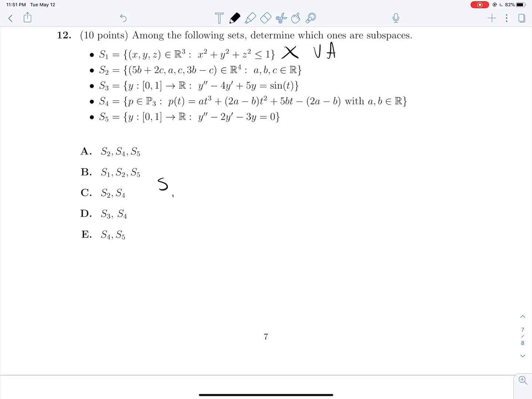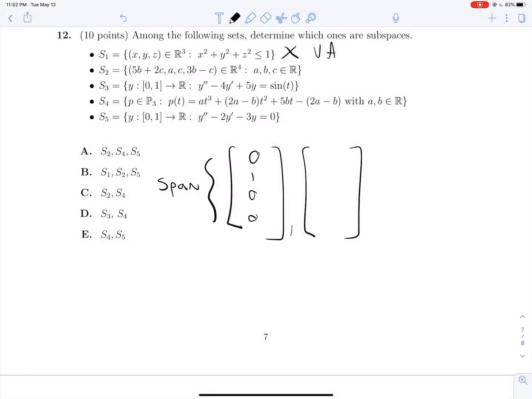Let's do a span. So we could write this as the span of 3 different vectors, an A vector, a B vector, and a C vector, each with 4 entries. So for A, we see that that's involved with our second component. So 0, 1, 0, 0 is our A vector. Then for B, we have 5B in our first component and 3B in our fourth component. So that gives us 5, 0, 0, 3. And for C, we have 2C here, 0, 1, negative 1.